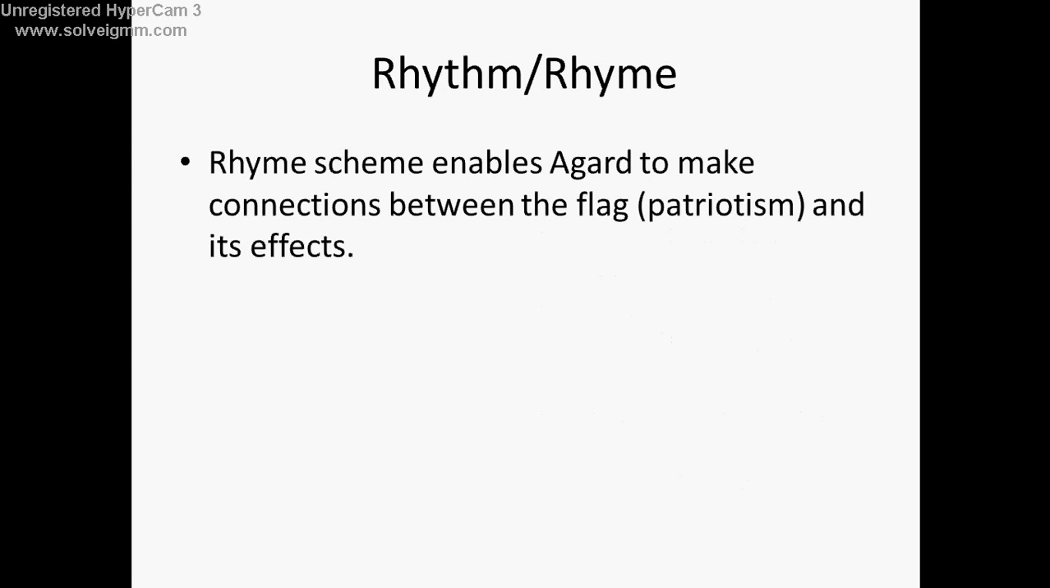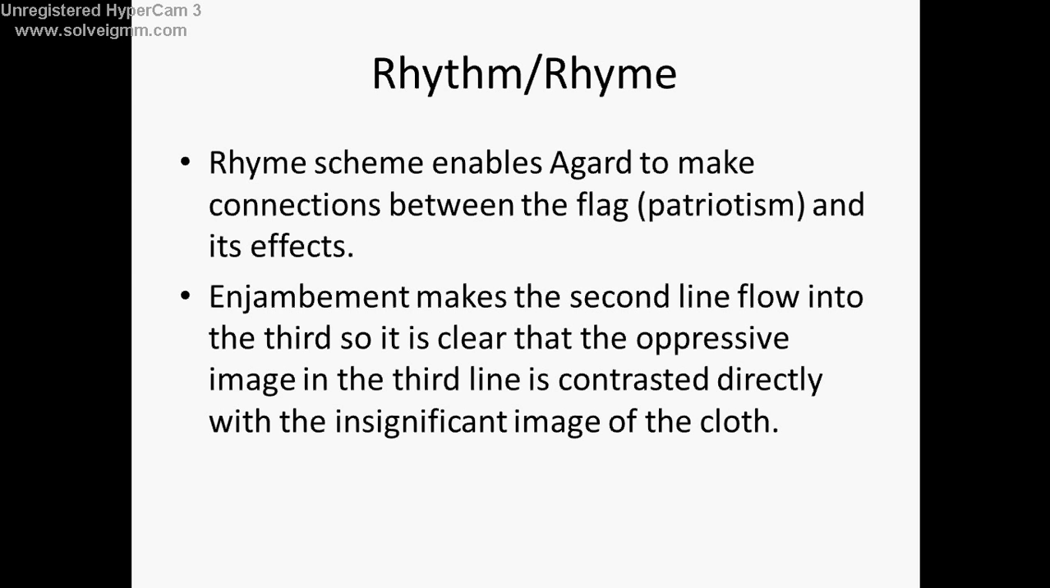The rhyme scheme enables Agard to make the connections between the flag and therefore patriotism and its oppressive effects. The enjambment makes the second line flow into the third, and therefore the oppressive image in that last line is contrasted directly with that just a piece of cloth. So we have the insignificant image placed directly next to and flowing directly into a very powerful and oppressive and dominant image.